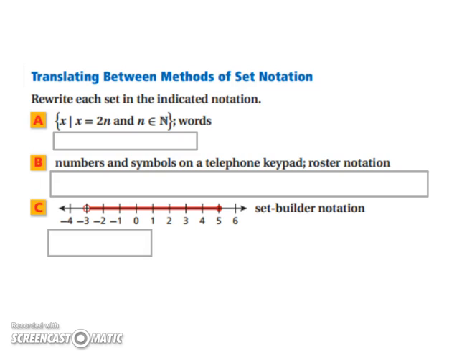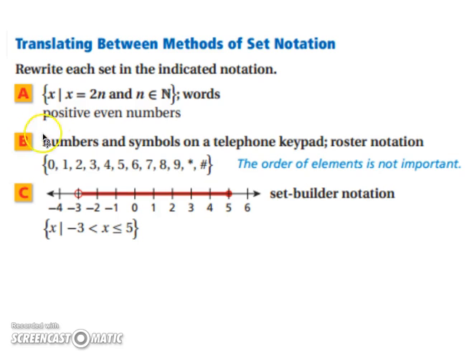Let's try a set of examples. Rewrite each set in the indicated notation. Pause the video and try them, and the answer will be revealed when you come back. And there are your answers. So for A, you had just the positive even numbers. For B, you had 0, 1, 2, 3, 4, 5, 6, 7, 8, 9, and then your 2 asterisks here. And then for C, you had x such that negative 3 is less than x, which is less than or equal to 5.